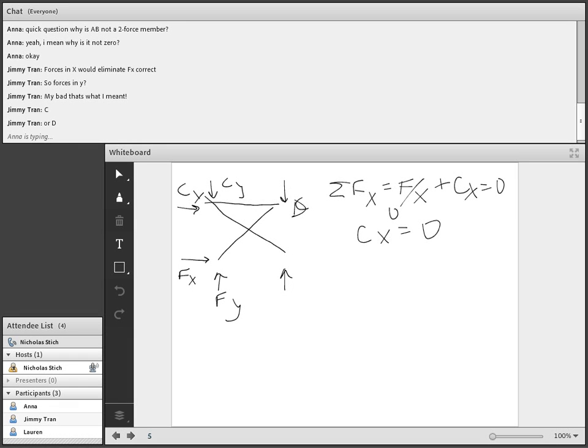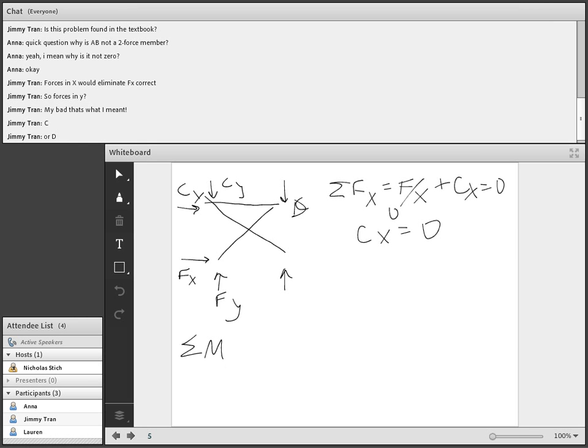C or D? We can go ahead and do the sum of the moments about C. The forces at C don't create any moment about C. Fy passes through C, so that doesn't create any moment. Fx we said is 0, so that doesn't create any moment.